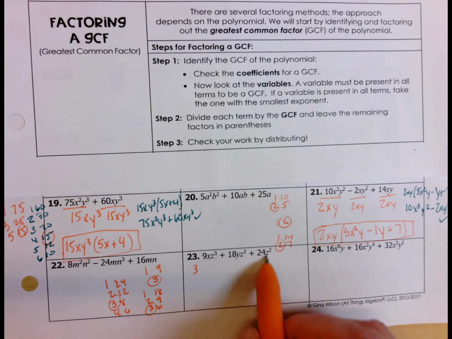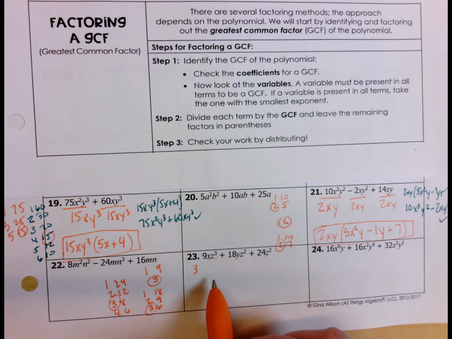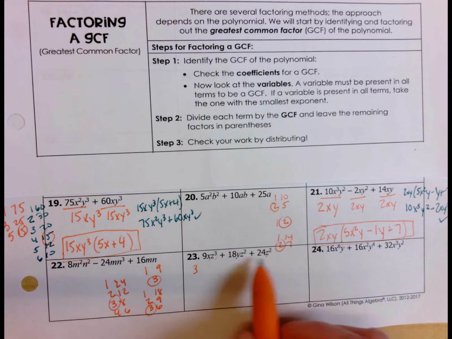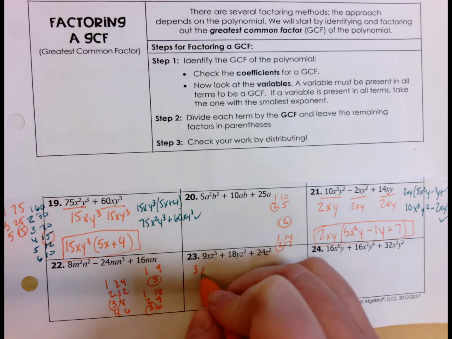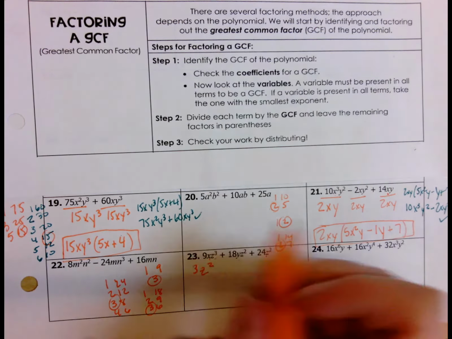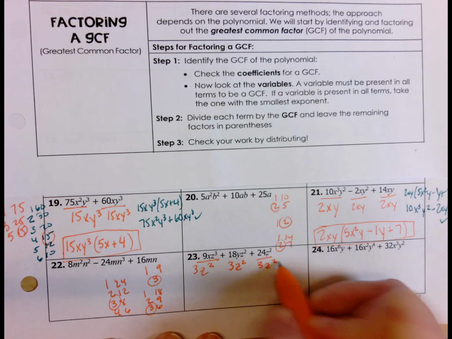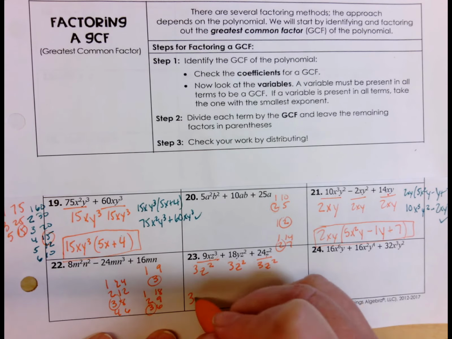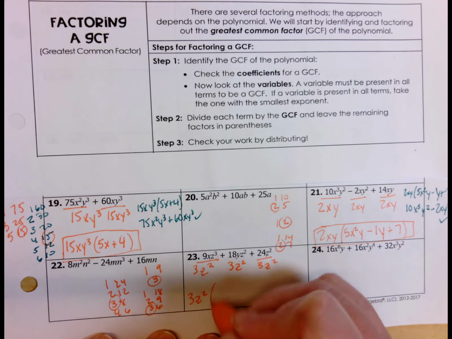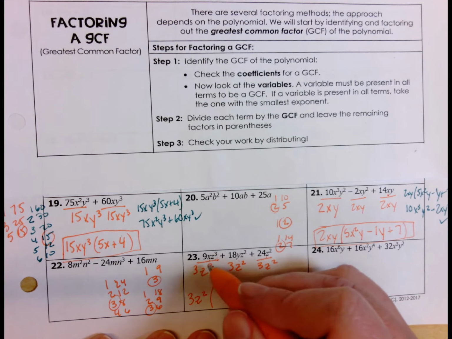X is not present in all of them, so we can't use that one. Y is not present in all of them, so we can't use that, but we can use Z. So we have a Z cubed and a Z squared. So the smaller is Z squared. So that's what we're going to divide everything by, is 3Z squared. Okay, so 3Z squared is going to be our greatest common factor.